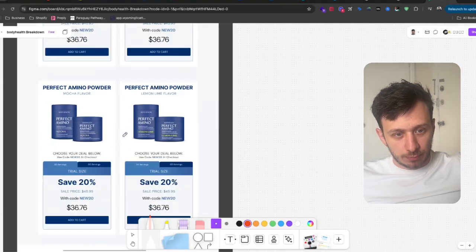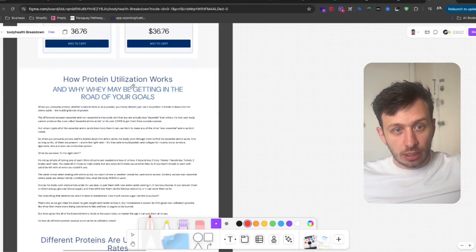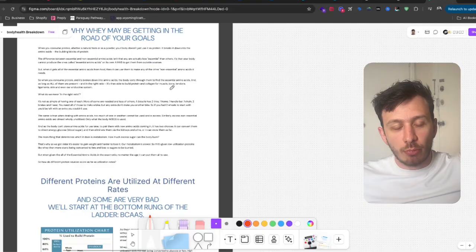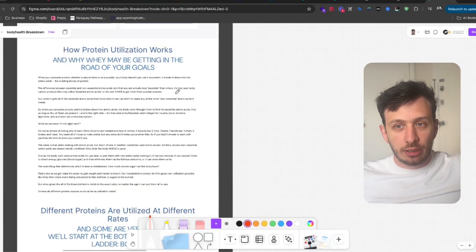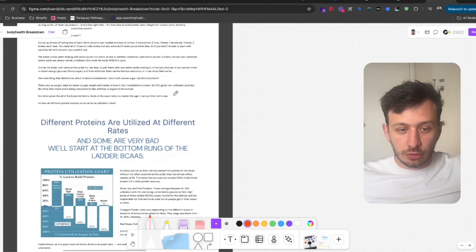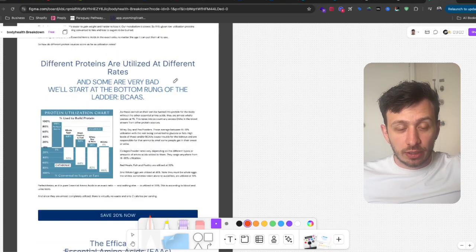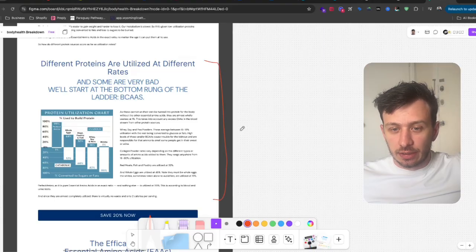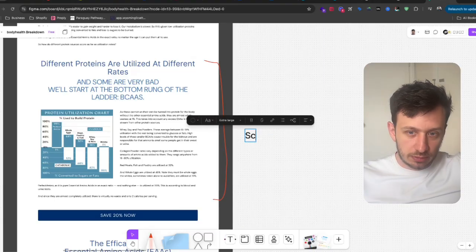And then we go into how to utilize the protein. So this is just more details about the landing page, about the product, how it works, how we can use it, what's the real difference. This is backed by data. There's like a science section right here.